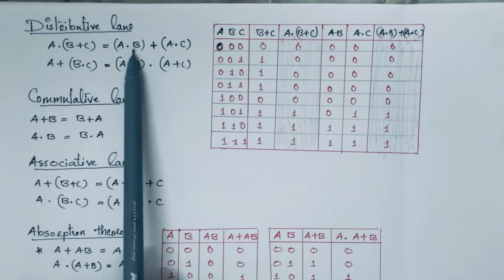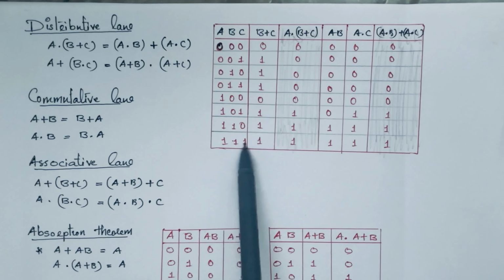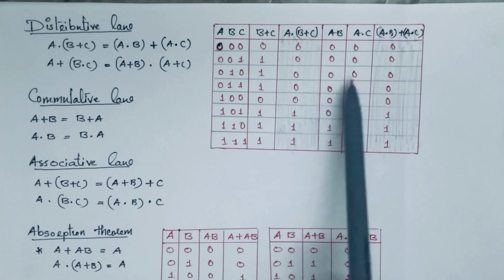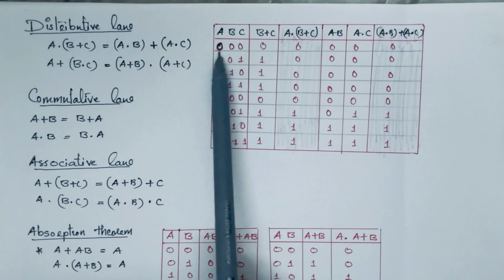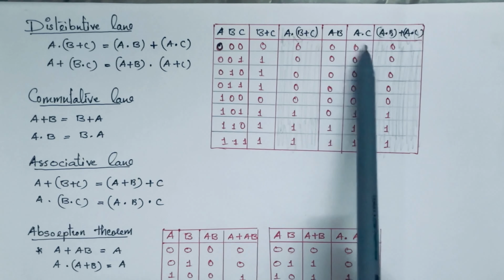So these are the 3-bit combinations: B plus C, 0 plus 0, 0, 0 plus 1, 1, 1 plus 0, 1, 1 plus 1, 1, 0 plus 0, 0, 0 plus 1, 1, 1 plus 0, 1, 1 plus 1, 1. Same way, this should be multiplied with A. We'll get this answer. Then we have to go for A dot B, A into B. We need to do the multiplication, write it here. Then A into C, multiply it and write here. Then A dot B plus A dot C, we are getting this answer. And if we compare this A dot (B plus C) with A dot B plus A dot C, we can understand both are the same. So this is the proof of the first distributive law.